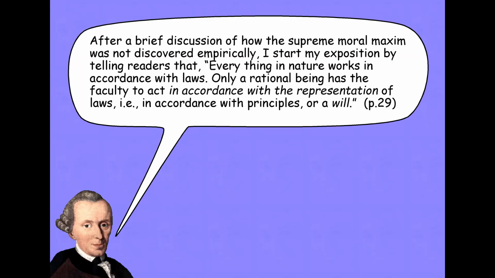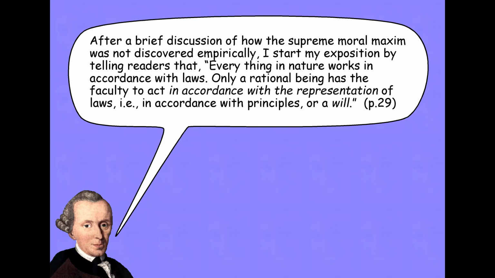So in that second chapter, he gives a brief discussion of how the supreme moral maxim, the categorical imperative that we talked about in the last lecture, isn't discovered empirically, isn't discovered by looking at actual instances of how people behave and so on. And in fact, any attempt to do that would be bad. Instead, he says it's discovered through reason independent of experience, i.e.